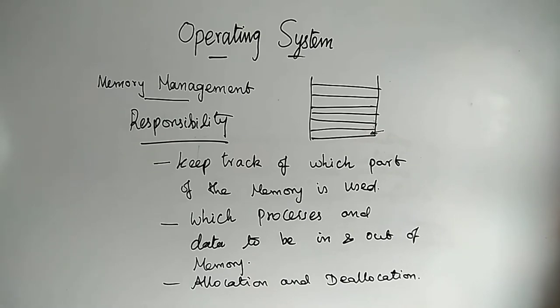Responsibility of whom? Responsibility of the operating system under memory management. The first one, it must keep track of which part of the memory is used. The next one, it decides which process and data to be moved in and moved out of the memory. And the next one is allocation and deallocation of the memory blocks.